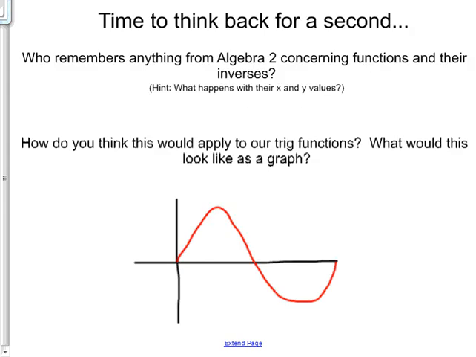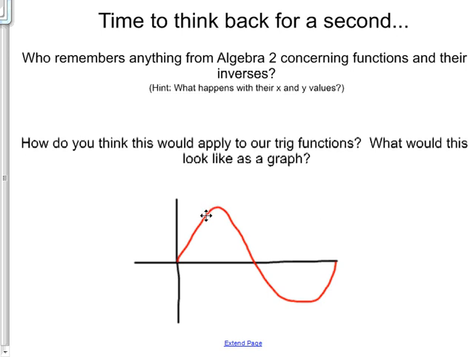So what we're looking at with inverses. Remember, Algebra 2 talked a little bit about inverses and inverse functions. Basically with an inverse function, you were taking your x and your y values and switching them around. It's where your y's became x's and x's became y's, and how that affects your graph.